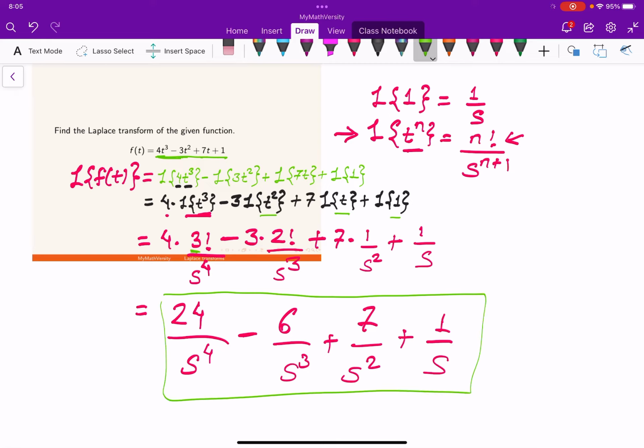So this is how we can figure out the Laplace transform of any polynomial function. Just figure out the Laplace transform term by term, and then after that just add or subtract. That's it. This is how we can figure out the Laplace transform.